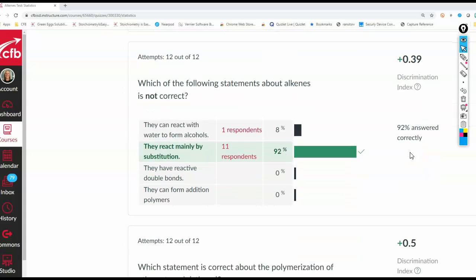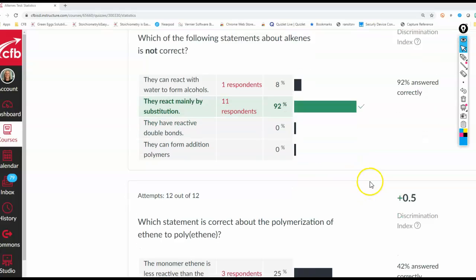Which of the following statements about alkenes is not correct? The correct answer of the not correct is they react mainly by substitution. No, that was alkanes. Alkenes react mainly by addition. So this correct answer, most people got that one right.